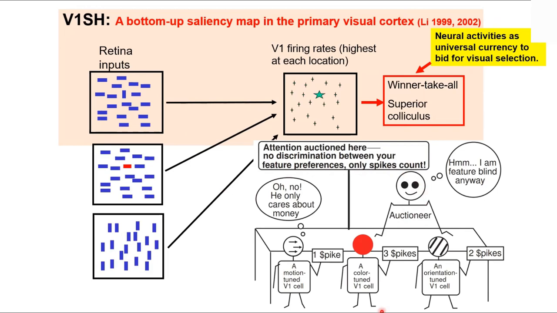Does that make sense? So therefore, you can have a V1 neuron tuned to color, a V1 neuron tuned to motion direction, orientation, they pay with their currency, which is their firing rate, spikes. And this currency is read by the superior colliculus, and if you have an overcomplete representation, that's really, really fast. And that's exactly what you need for bottom-up attentional selection. That makes sense, yeah? And so that's the idea.